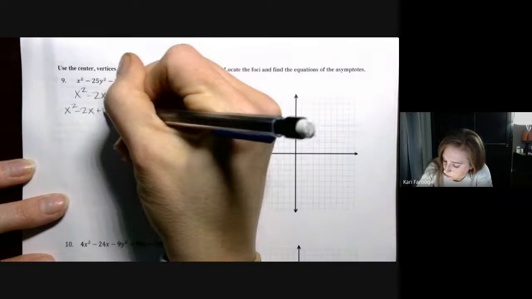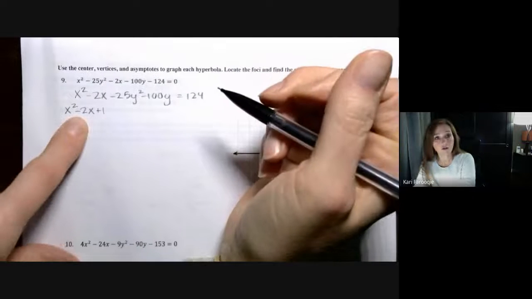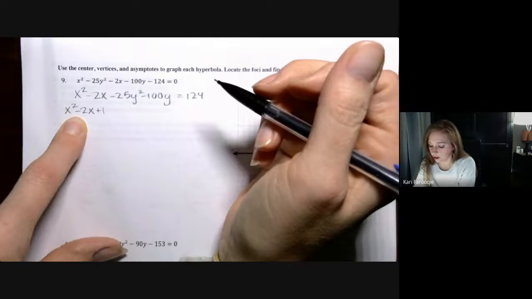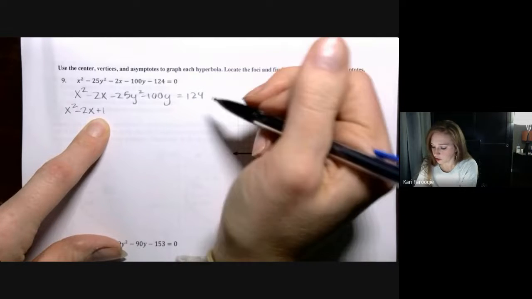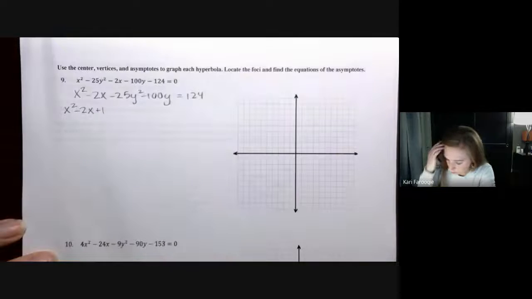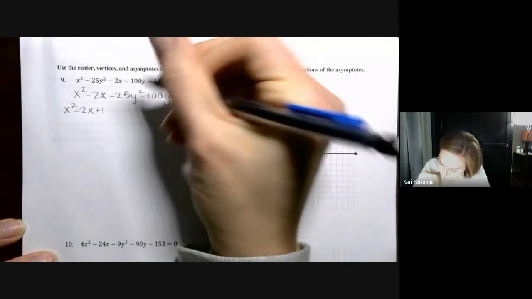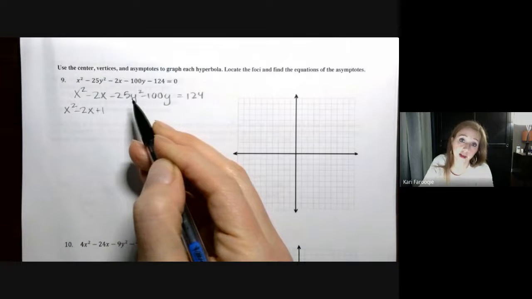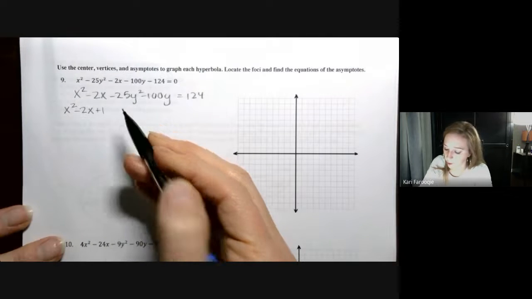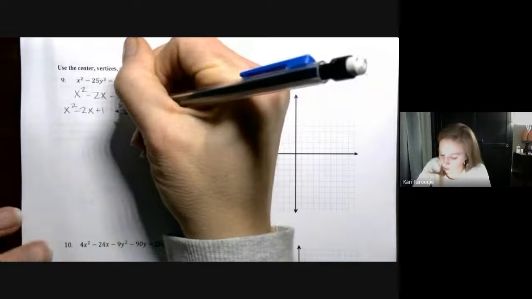Yeah, I guess we'll just do that now. Okay, so half of 2 is 1. 1 squared is 1. So we're going to add that to both sides. And then we're going to work on factoring a little bit here because we're not quite ready to complete the square here because you still have a coefficient on y squared that's not 1. And remember, we have to factor that out.